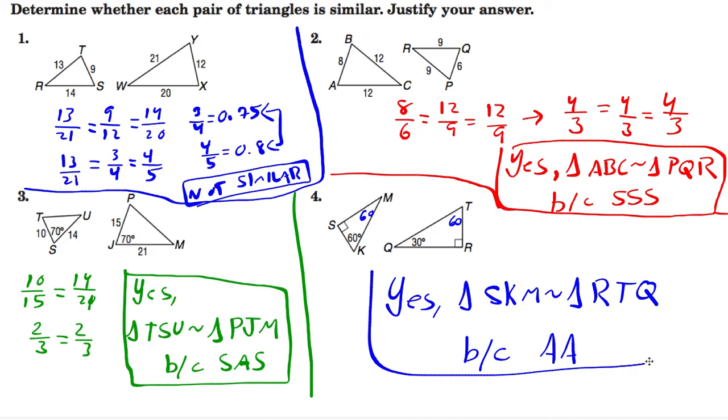So angle-angle says all you need to do is show two angles. Here I showed three angles, but really all we need to do is show one other angle in addition to what was given. And that shows us similar triangles. So that's pretty much it.